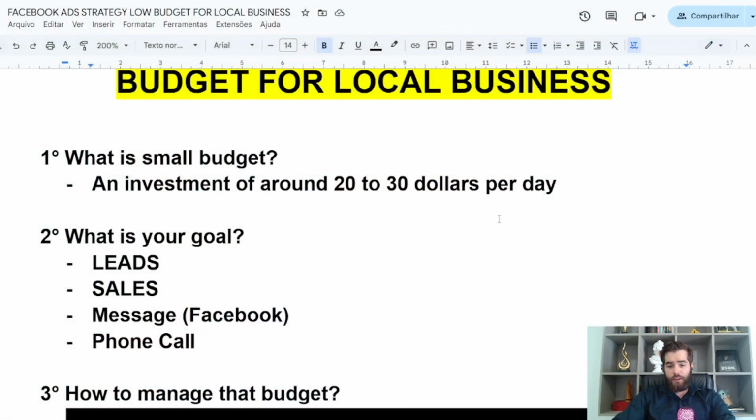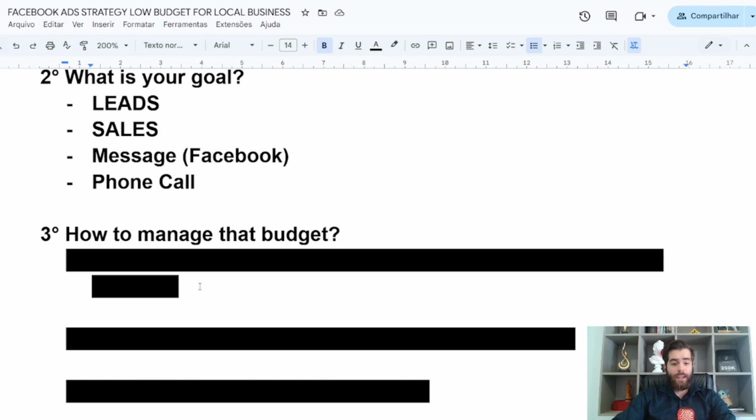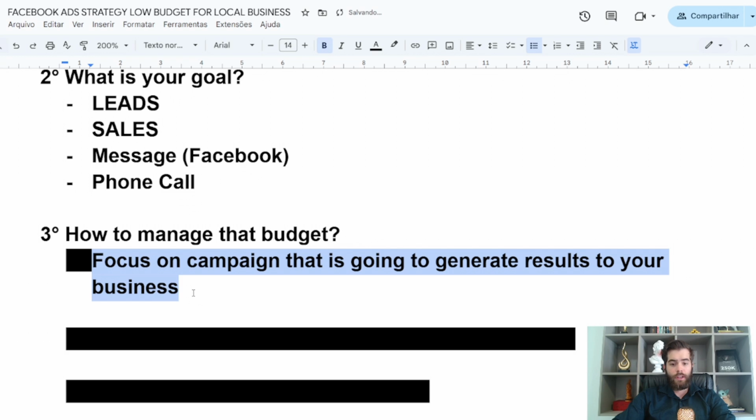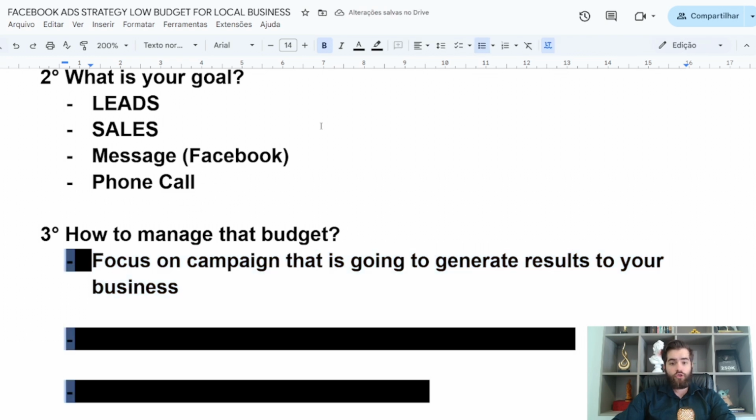And one thing that you have to understand is how you're going to manage your campaign with a small budget. The first thing that you have to understand is that you have to focus on campaigns that are going to generate results for your business.